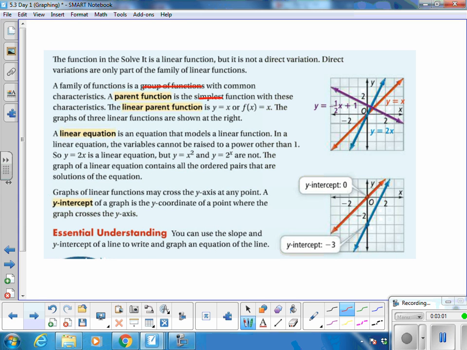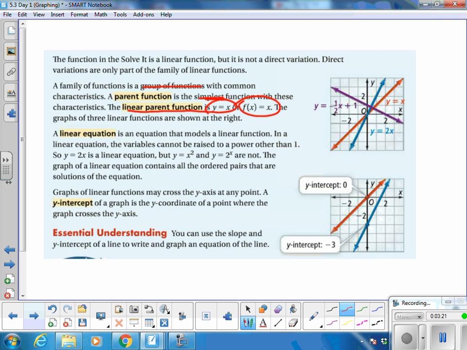So simplest would just be the simplest looking one, the one with the least complexity to it. A linear parent function is y = x, or the function f(x) = x. The graphs of 3 linear functions are shown at the right. So we've got a bunch of linear equations there.